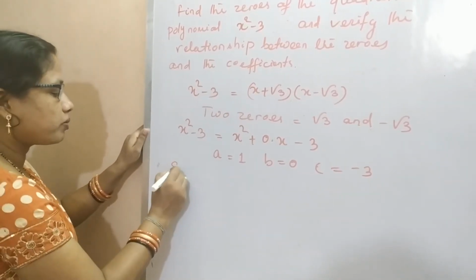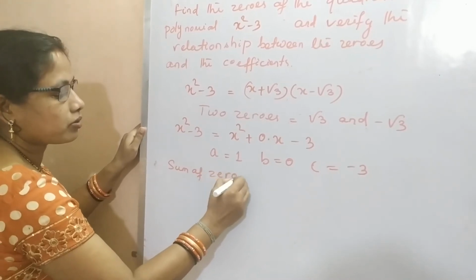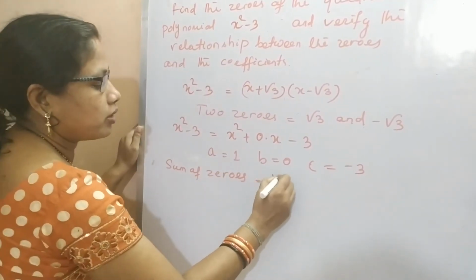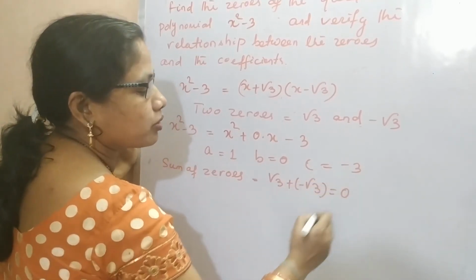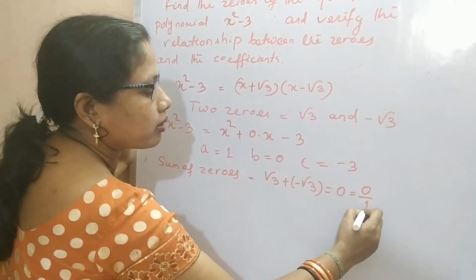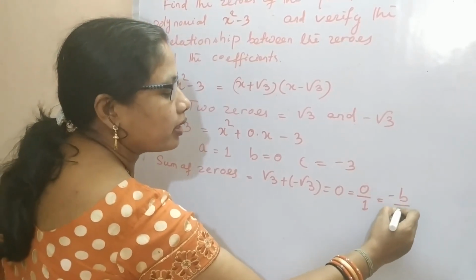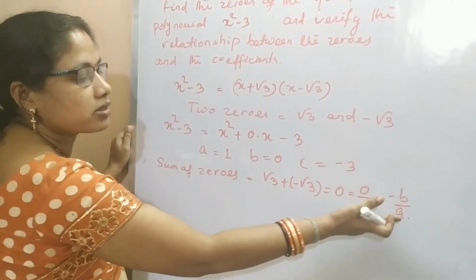What is sum of zeros? Sum of zeros in this quadratic polynomial is equal to root 3 plus minus root 3, which is equal to 0. So this is equal to 0 by 1. That means minus b by a also. Here b is 0. So sum of zeros is equal to 0.